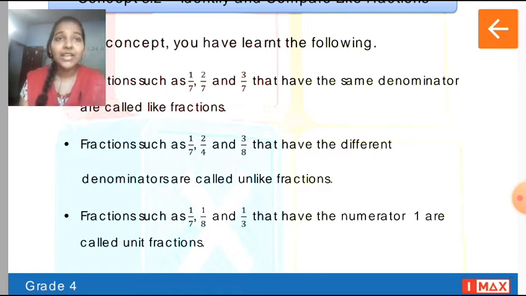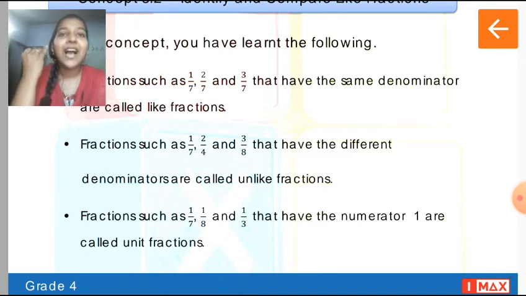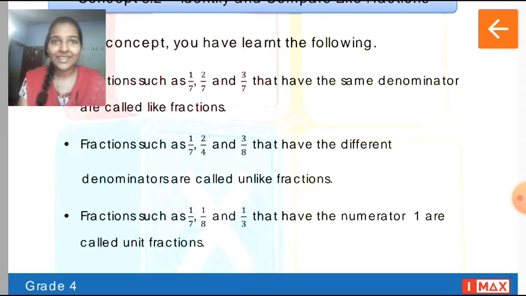Okay, children, which are the different types of fractions? Like fractions, unlike fractions and unit fractions. Like fractions are the fractions which have the same denominator, and unlike fractions are the fractions having different denominators. And what is a unit fraction? If the numerator of a fraction is 1, then that is a unit fraction. Clear, children? Okay.